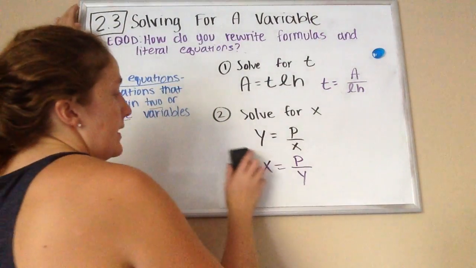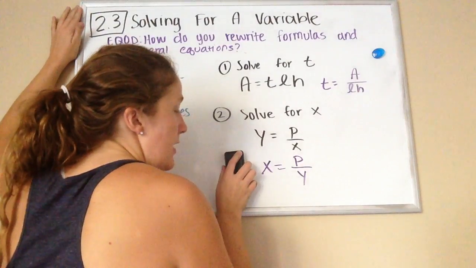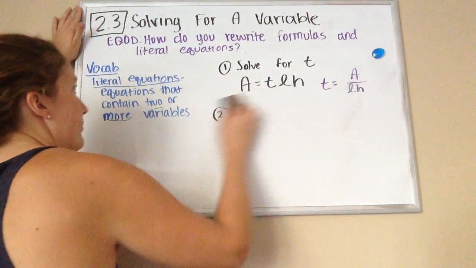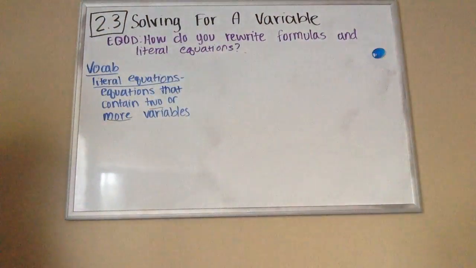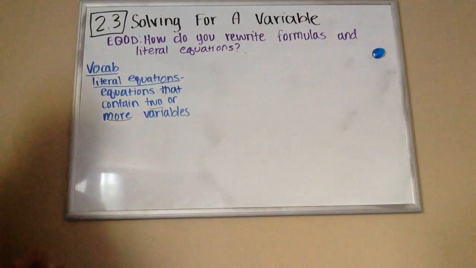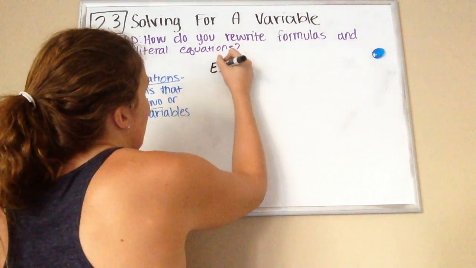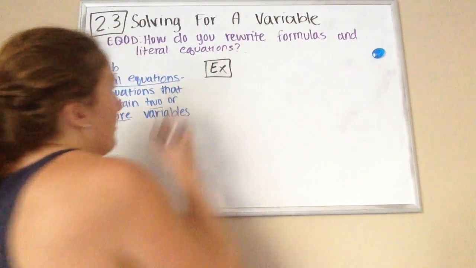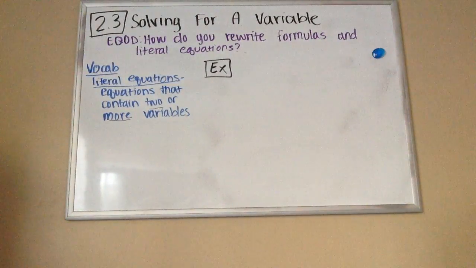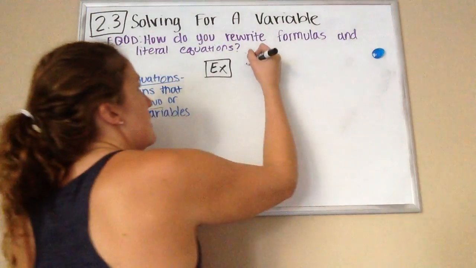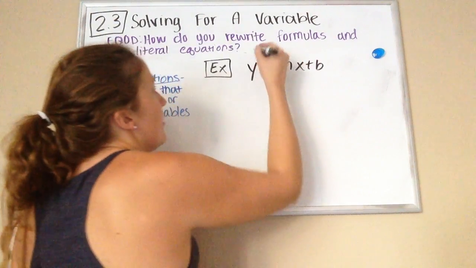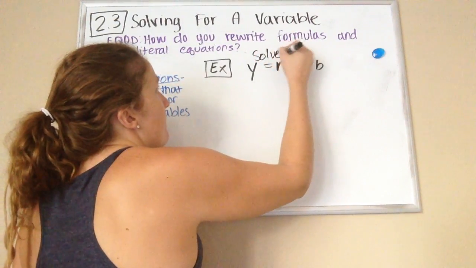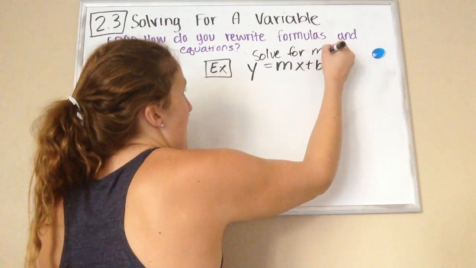Alright, you erasing these now? If you don't need it, just pause it. Okay, we have two more to go through. The next example, right? Remember, we're kind of getting a little more complex every time. So the next example, we've got y is equal to mx plus b, and we're going to solve for m.